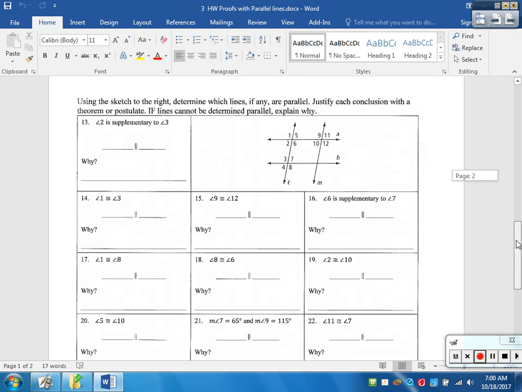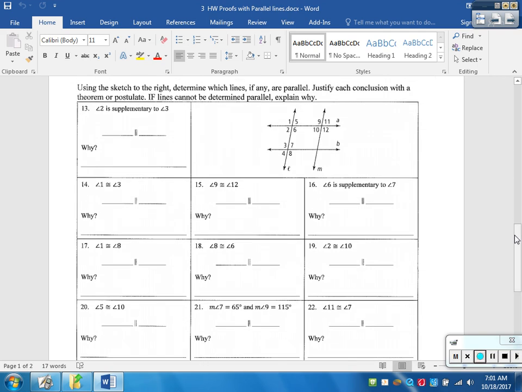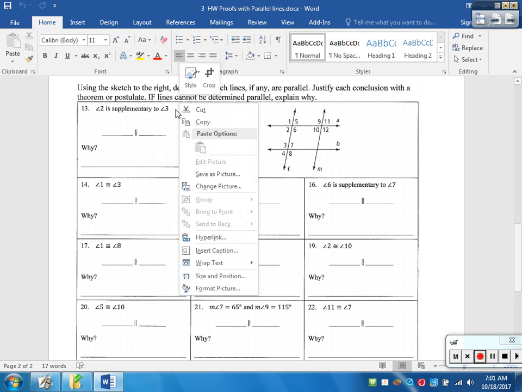All right, if we scroll on down, this one is asking for justification. So angle 2 is supplementary to angle 3. So 2 and 3 are right here. The two lines that 2 and 3 are between are A and B. So you would want to say A is parallel to B. And then that makes these two supplementary because of the type of angle pair they are, which is same side interior angles. So that's all it's asking for here, is just for you to recognize which pair of lines matters for this statement, and then what type of angle pair they are that makes that statement true.